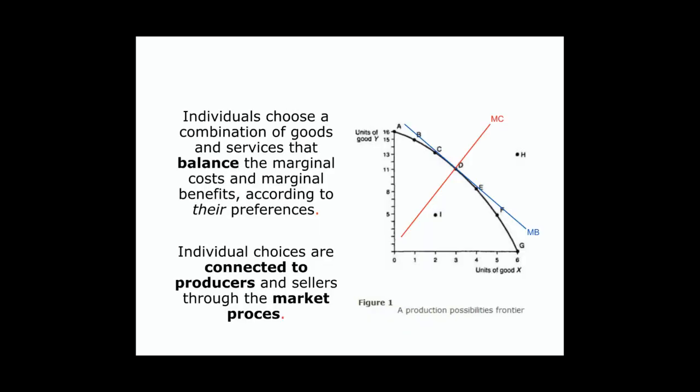So marginal costs increase, marginal benefits decrease, and individuals choose the point where the marginal costs and the marginal benefits are equal, where the marginal cost and the marginal benefits are balanced, and this is based on their preferences, their utility, and the subjective valuations that they make. So individuals choose where the marginal cost and marginal benefits are equal. And ultimately, these individual choices are connected to producers and sellers through the market process.